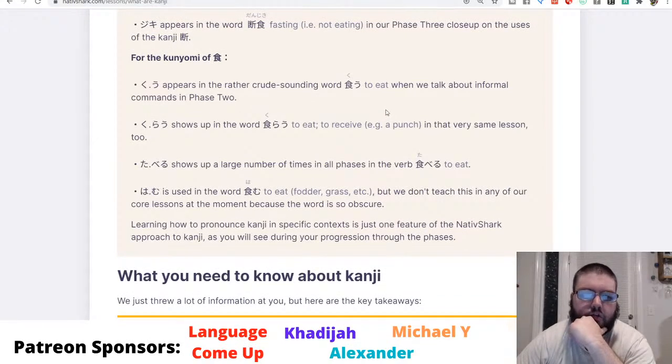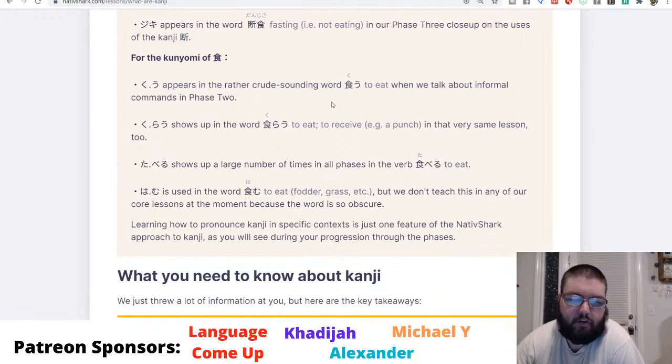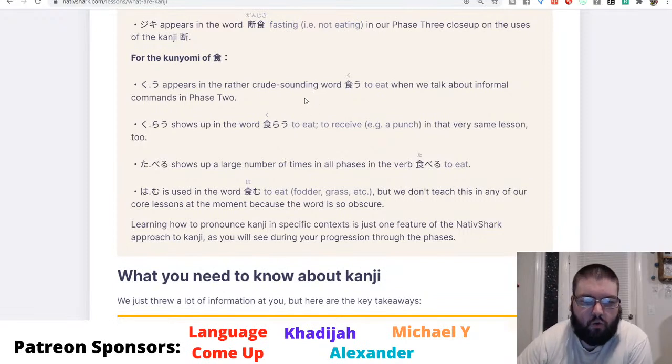Kurau shows up in the word kurau, to eat, to receive, e.g. a punch, in that very same lesson too. Taberu shows up a large number of times in all phases in the verb taberu. Hamu is used in the word hamu, to eat, fodder, grass, etc. But we don't teach this in any of our core lessons at the moment because the word is so obscure.